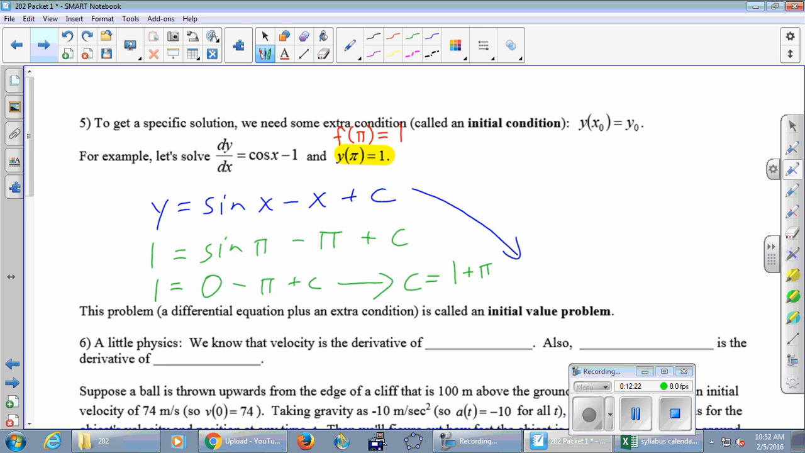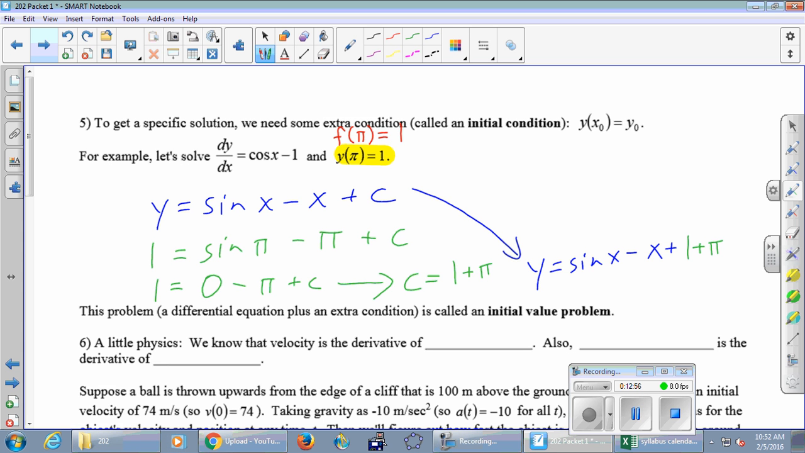The solution to the differential equation has to look like y equals. So don't stop just because you have c. You've got to write the answer to the differential equation. So y equals sine of x minus x plus the c that we just found over there, 1 plus pi. So that's our solution. If you take its derivative, you'll get exactly what we wanted, cosine x minus 1. And that particular function does pass through the magical point, which was pi comma 1.